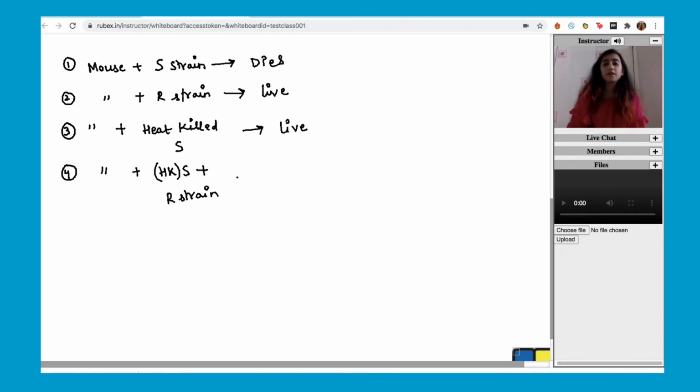So if we think individually, heat killed S strain is not capable of causing infection. R strain by itself is not capable of causing infection. So the mouse should have lived in this part of the experiment. But as it turns out, the mice died in this part. Now, how did this happen? This is where the main thing for molecular biology was worked out.